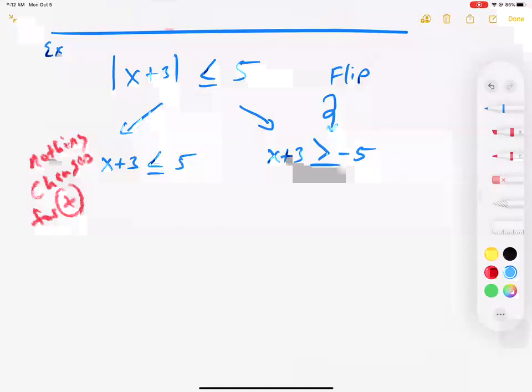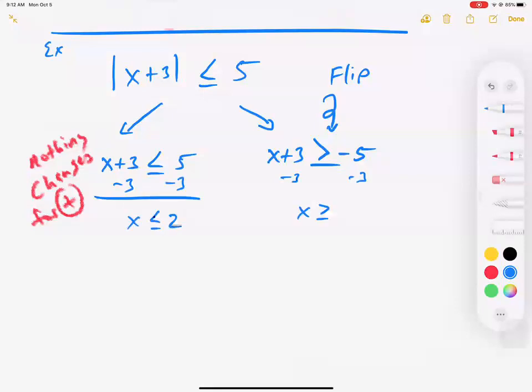I'll keep going. Subtract 3 from both sides. x is less than or equal to 2. x is greater than or equal to -8. So these answers here are very similar to what we had before. But please be very careful here. The big difference is that the inequality changed.